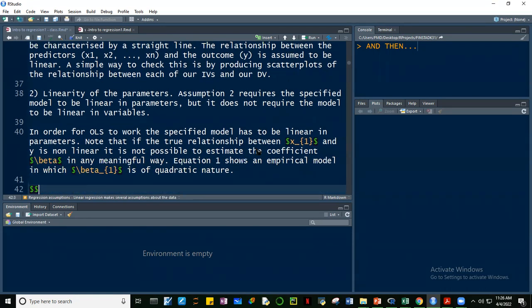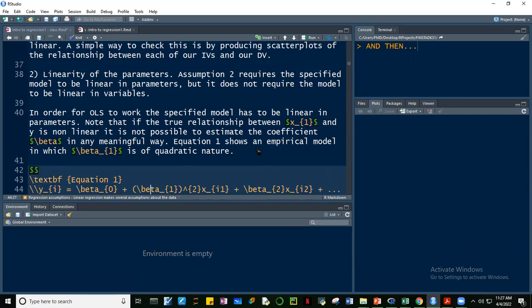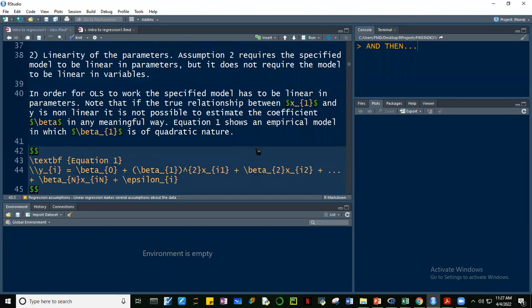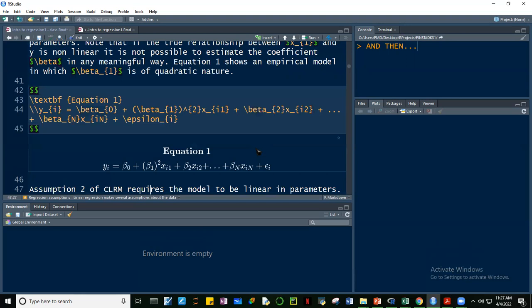Okay, what do you mean by this? Assumption 2 requires that the specified model be linear in the parameters. Ano yung mga parameters natin? What are the parameters? Yung beta null, yung beta 1, beta 2, beta 3, beta 4. Di ba yun yung slope ng parameters natin? So dapat linear sila. Linear sila. Hindi sila dapat quadratic. Okay, let me specify this by an example.